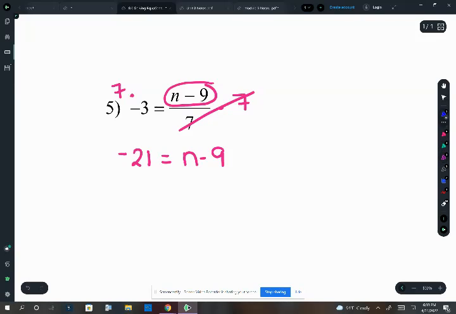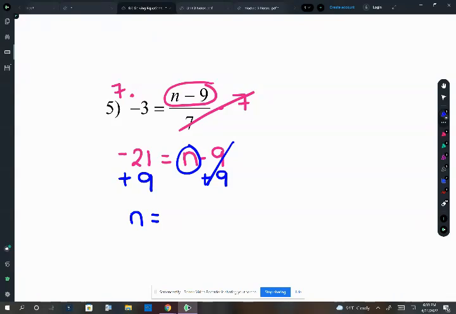And now when we look at it, we're like, hey, here's my letter part again. So to get rid of minusing 9, we're going to add 9. And then this goes away. And so we're left with n is equal to, and then negative 21 plus 9 is going to give us a negative 12. So keep track of our signs. And again, if you're not positive, use your calculator. Negative 21 plus 9 is going to give you that negative 12.